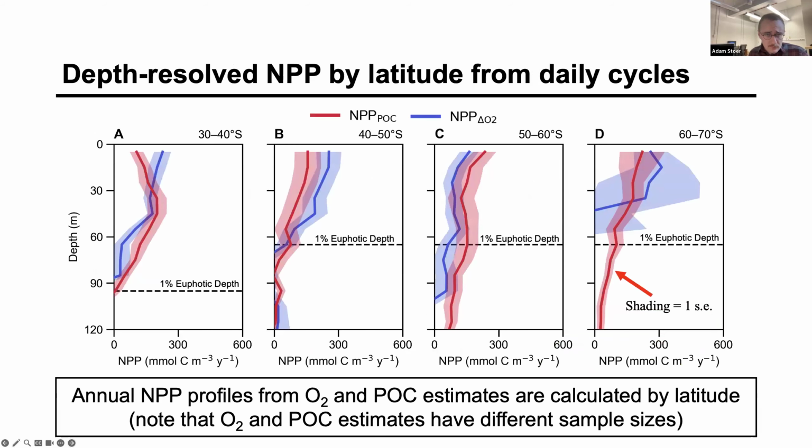And so once we apply those steps to different depths and different latitudes, from those average daily cycles of carbon and oxygen, we can get a profile of NPP. There are differences between the two of them, like you can see here, but we should also note that they come from different samples, because not all floats have backscattering sensors on them. So we can see the general trend of it declining with depth and approaching zero towards the euphotic depth.